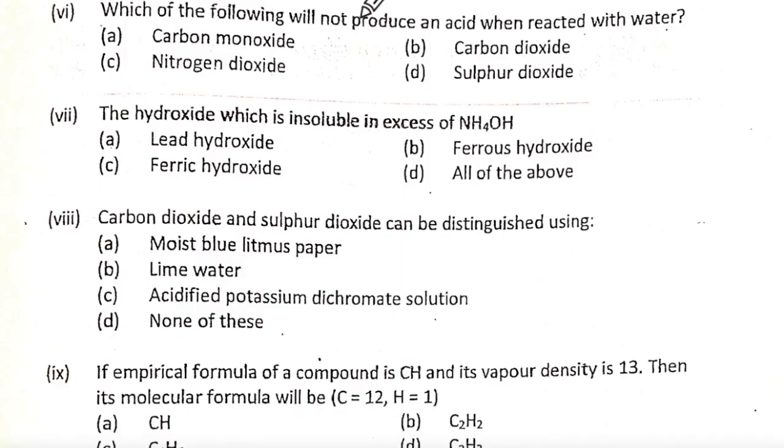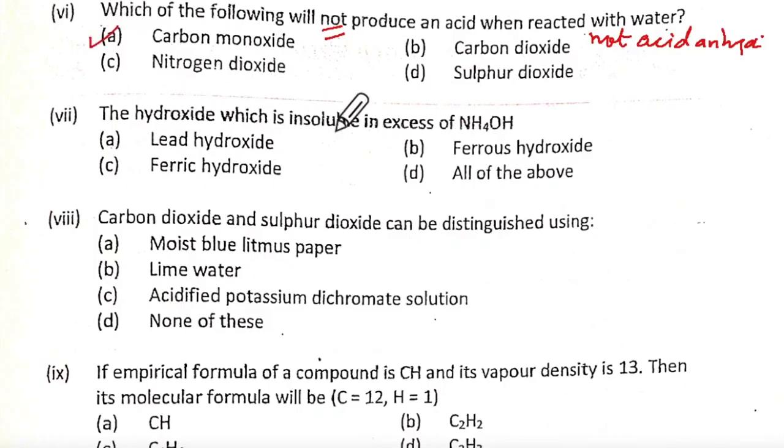Which of the following will not produce acid when reacted with water? Will not produce means not an acid anhydride. Carbon monoxide. Carbon monoxide. Very good.